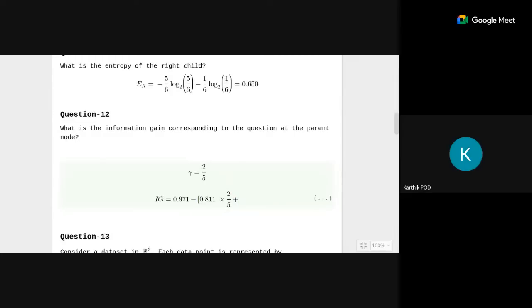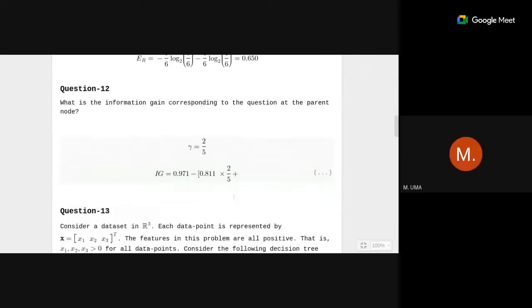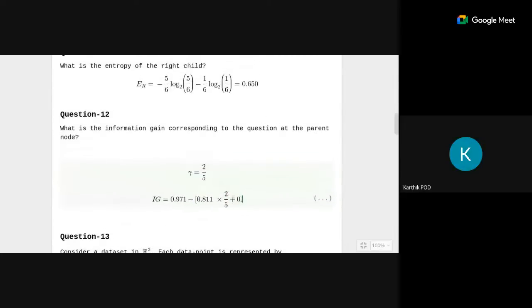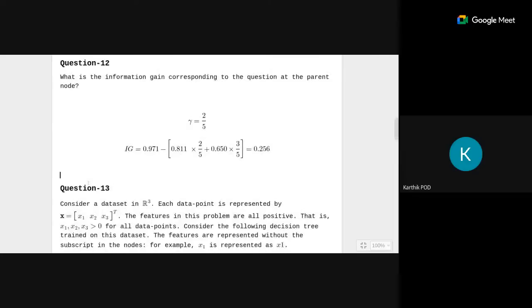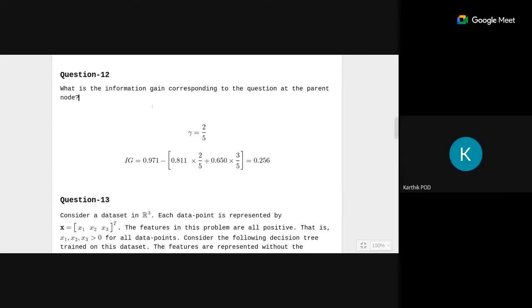Okay, so plus 0.650 into 3/5. Sorry, this is 3/5. Now if you compute this, the information gain is 0.256. Report all three decimal places and then you are done. So that's all there is to discuss.